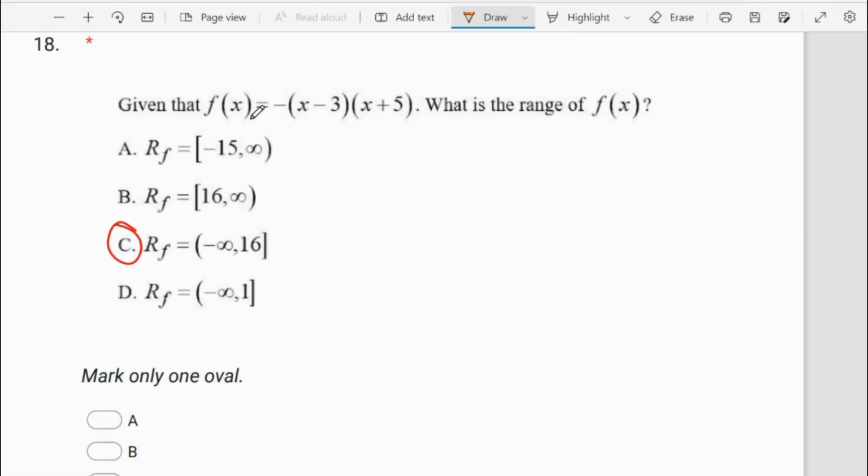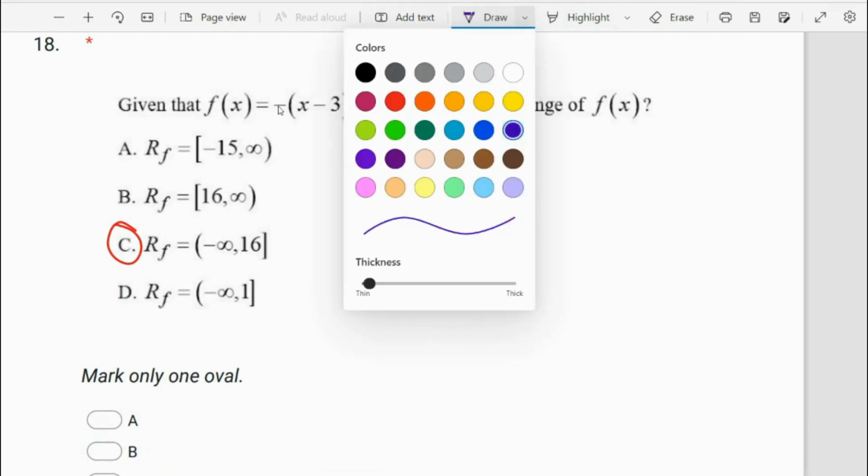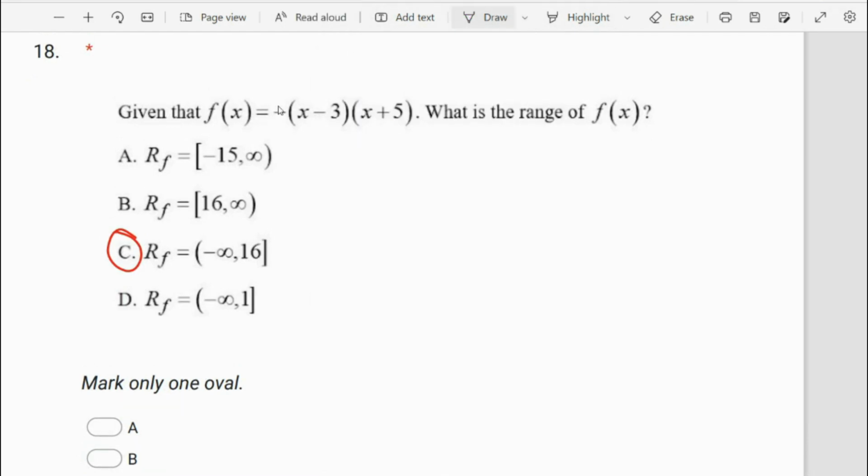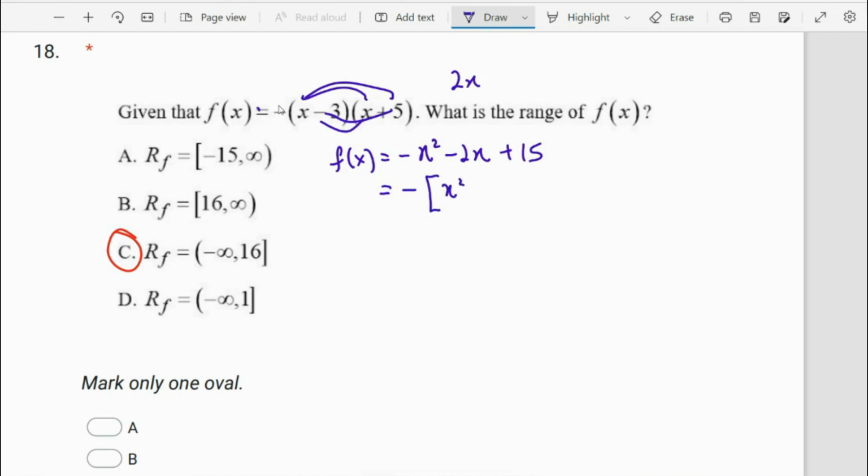Continue. Given this is a quadratic, what is your range? This quadratic is not in the proper form, so for this function we express it by completing the square. We expand this: x squared, then 5x minus 3x, we get 2x, up here negative, then 3 times 5 is 15, negative, and with the negative in front it becomes positive.